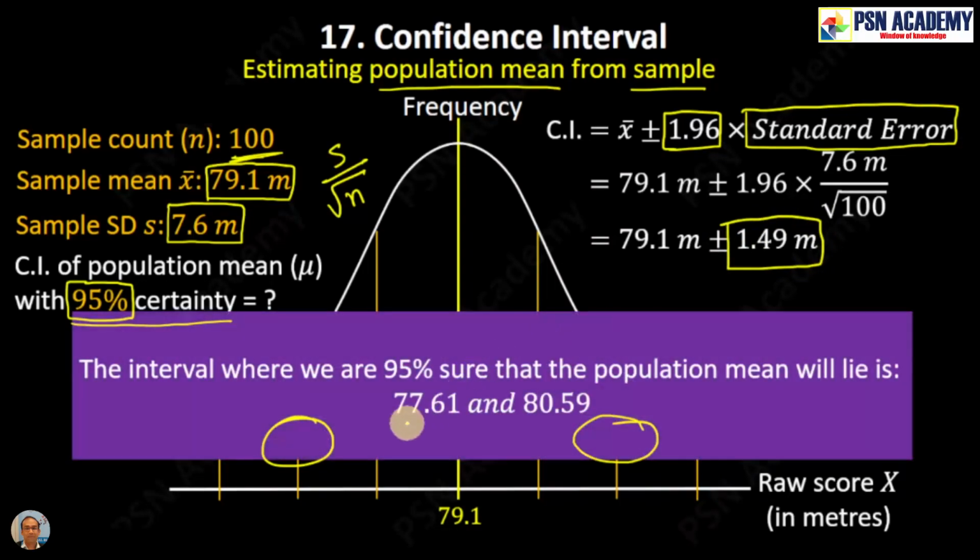So it makes 77.61 meters on the left hand side and 80.59 meters on the right hand side. So we are 95% sure that the population mean will lie between these 2 points.